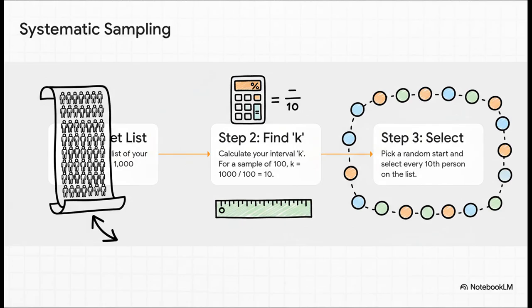Let's walk through a really common probability method. It's called systematic sampling. Imagine you have a list of 1,000 students, and you need a sample of 100. You just divide 1,000 by 100, which gives you 10. That's your interval. Then you pick a random starting number, say 6, and you pick the sixth person, then the 16th, the 26th, and so on all the way through the list. It's simple, it's random, and it works great.